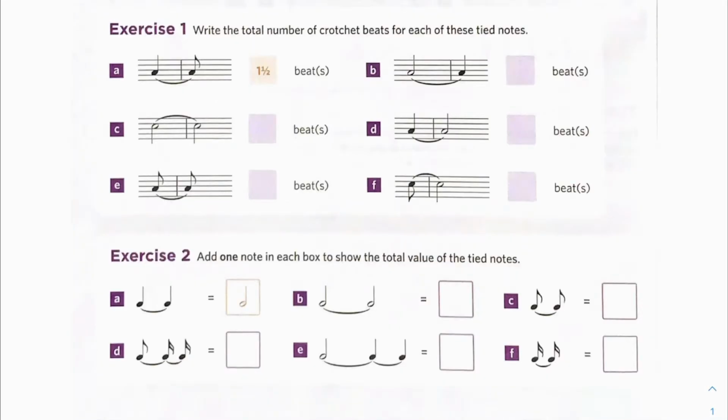Exercise 1. Write the total number of crotchet beats of each of these tied notes. Here, what we need to do is to simply add the note values of the tied notes together. Question A is done for you as an example. The first note is a crotchet, which is 1 beat. The second note is a quaver, which is 0.5 beat. So when we add them together, we have 1 plus 0.5 equals 1.5 beats. Question B, we have a minim, which is 2 counts, and we have a crotchet, which is 1 count. So 2 plus 1 equals 3.